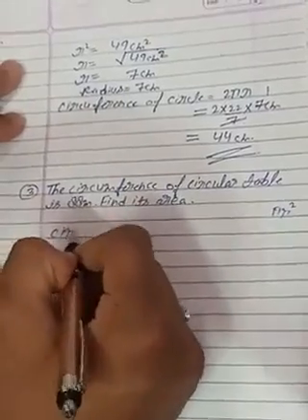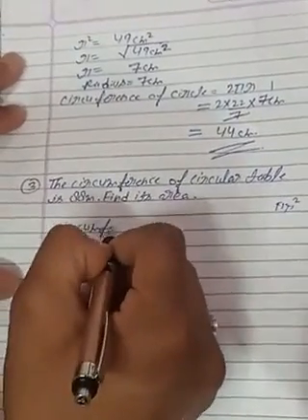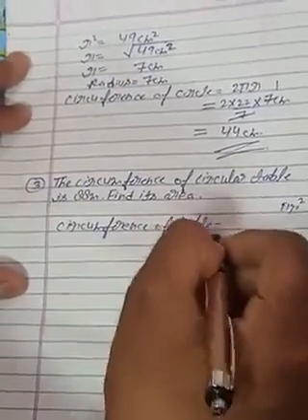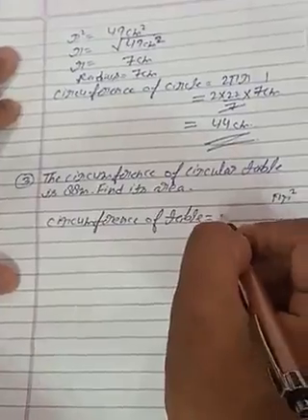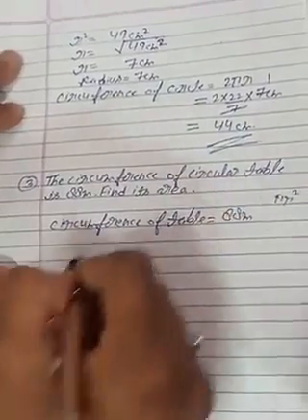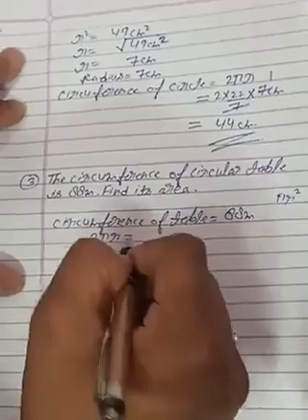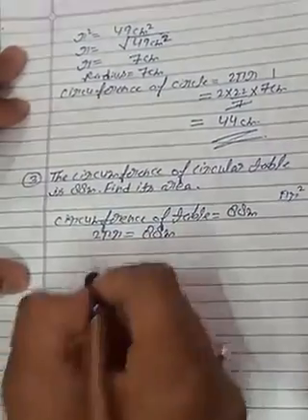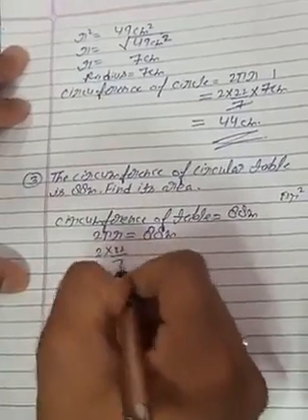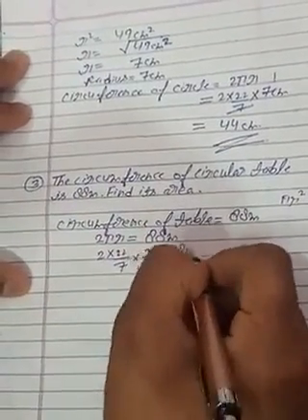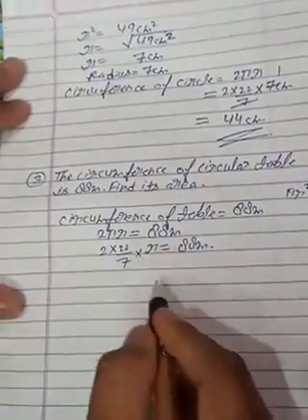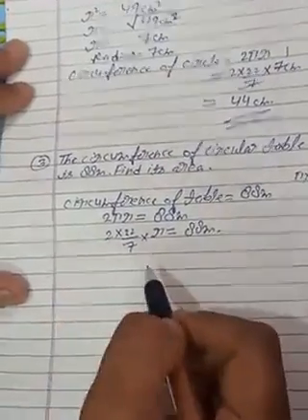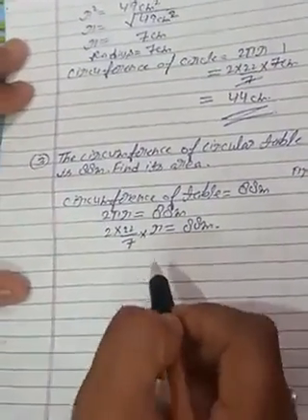So circumference of table, circular table or either table is okay, is equal to 88 meter. It is given. So with the help of 2 pi r, the formula of circumference is 2 pi r, here 88 meter, we can find the value of radius. So 2 multiply 22 upon 7 multiply r is equal to 88 meter. So students, after this you will find the value of r, that will be the radius. Then you have to find the area of circle yourself, then comment the answer in comment box.